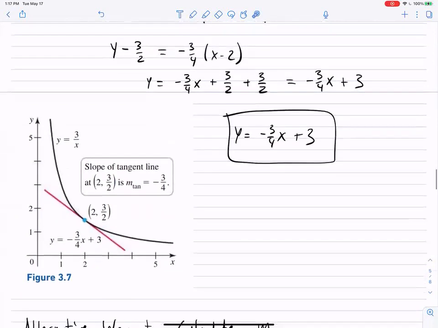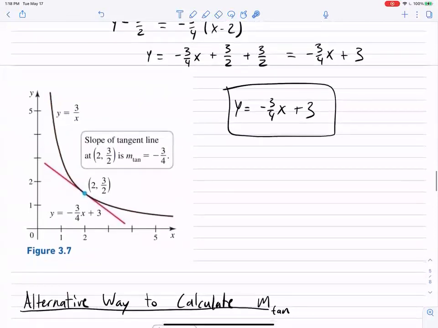To show the picture of what's going on here, here's the function y equals 3 over x. Here's the point 2 comma 3 halves. The slope at that point is negative 3/4, and the line includes that point. And so the equation of the line is y equals negative 3/4 x plus 3. So that's the tangent line to the function.